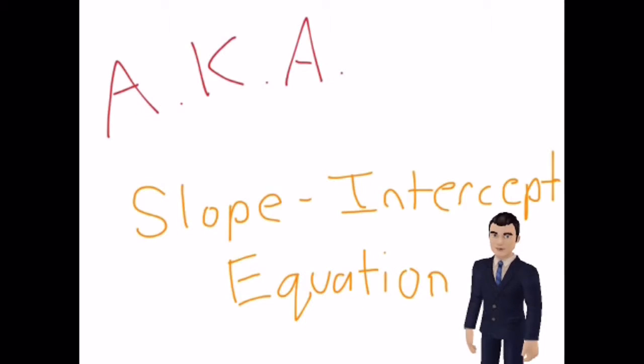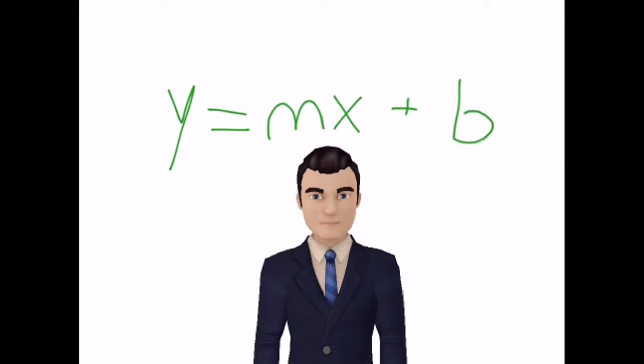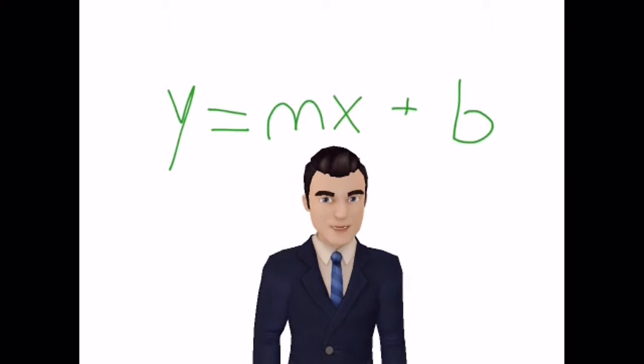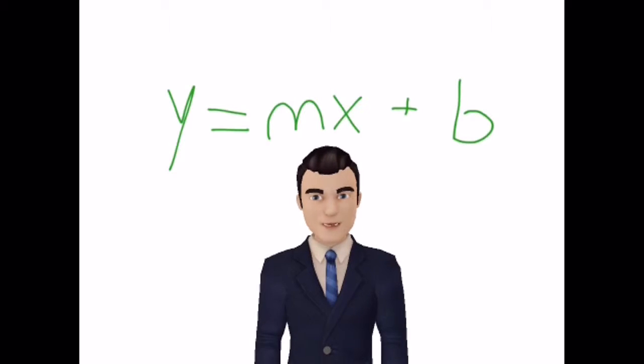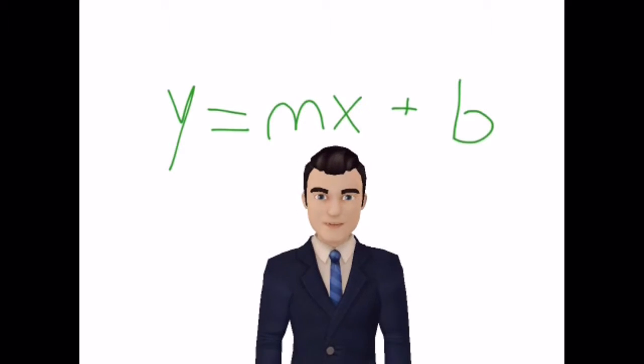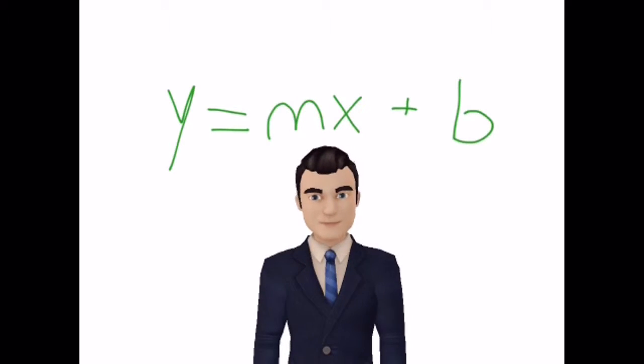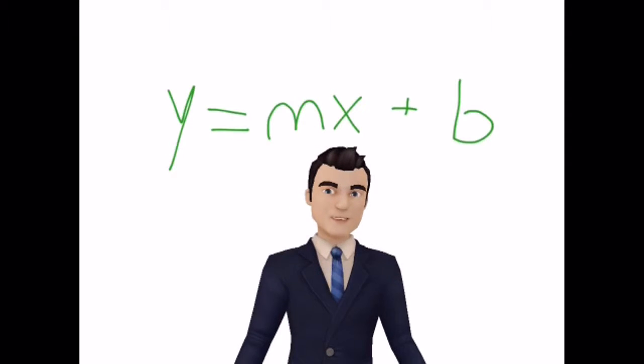A slope is determined by its linear equation. A linear equation is also known as a slope-intercept equation. The equation for a slope is y equals mx plus b. Hey, it's okay to look at this for the first time and be a little scared, but that is why I am here. I will teach you what this means, so don't worry.